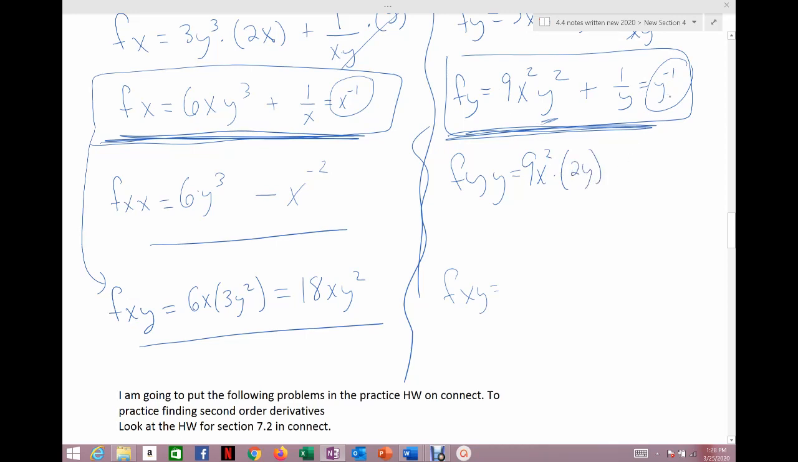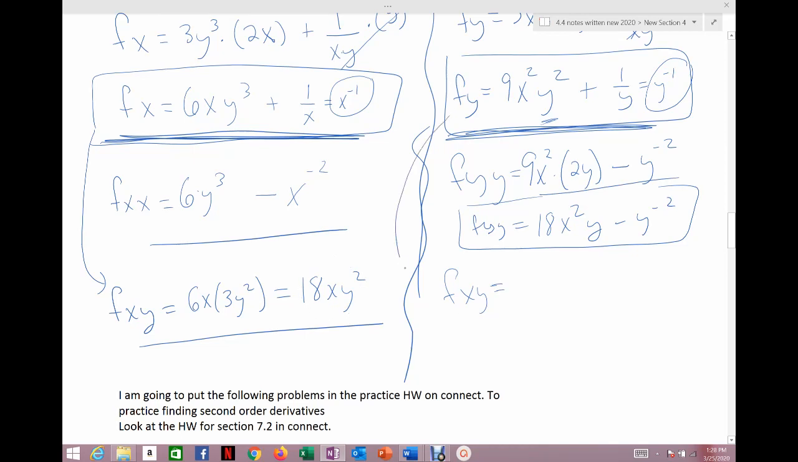Same thing's going to happen here. I take the derivative of the y to the negative first. So I get negative y to the negative second, and then I'll rewrite that down here. I can simplify this to 18x squared y minus y to the negative second. And so there's the second derivative with respect to y simplified. Then the last one again, it should simplify to 18xy squared if I do it right.